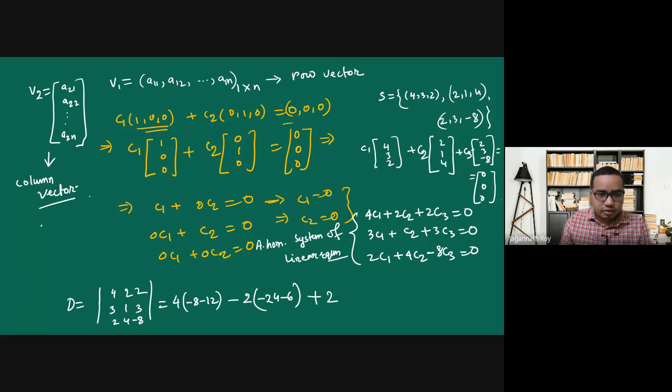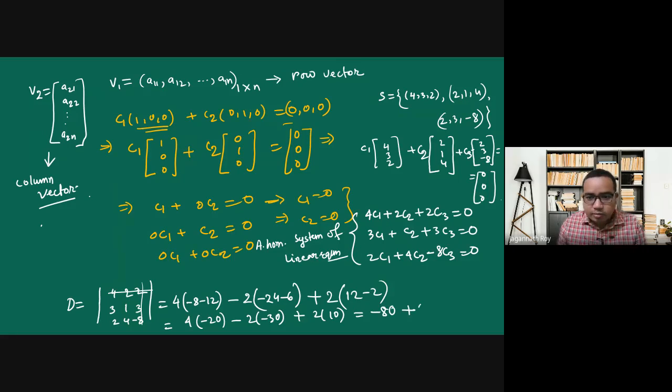Okay, 2 is there. So now we will have 12 minus 2. So finally what are we getting? 4 into minus 20, minus 2 into minus 30, plus 2 into 10. So finally you will get minus 80 plus 60 plus 20. So it is 0. Since the determinant is 0, we can say that this homogeneous system of linear equations will have infinitely many solutions.